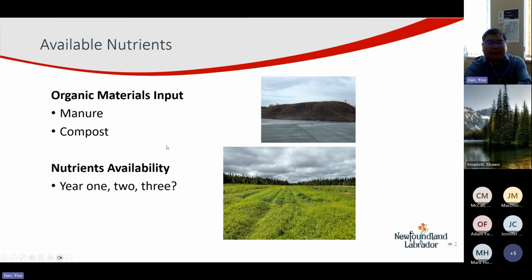The available nutrients are part of the nutrient management plan. When we apply organic materials, we have to consider nutrient availability in the first year, second year, third year, and the carryover. When we do composting, we want to do it the right way. If the composting is not properly done, there could be a lot of weeds when you spread the compost. On a potato farm, you can see weeds take over. You don't want this to happen.